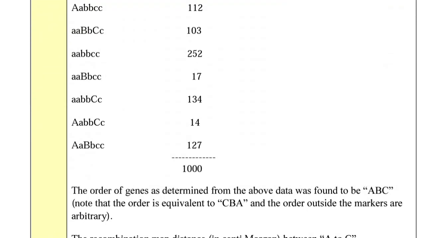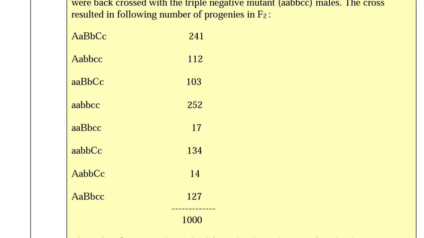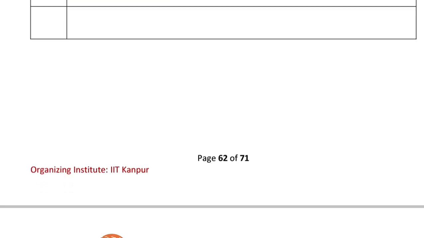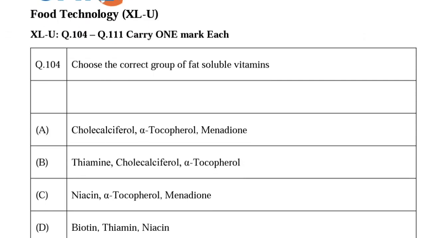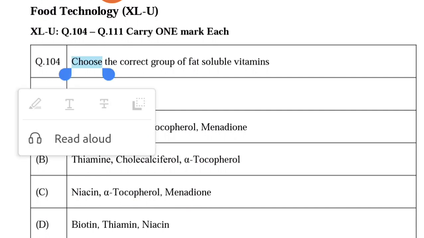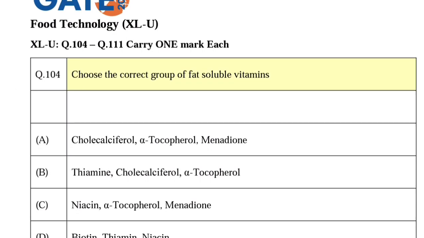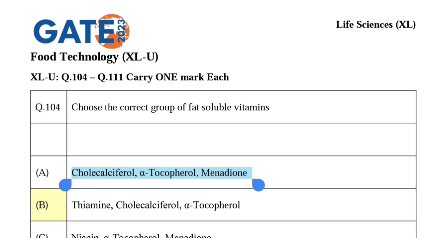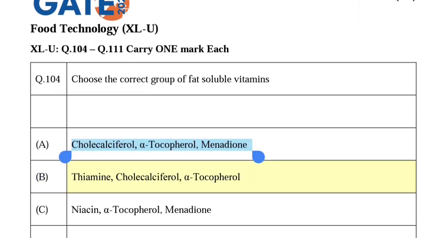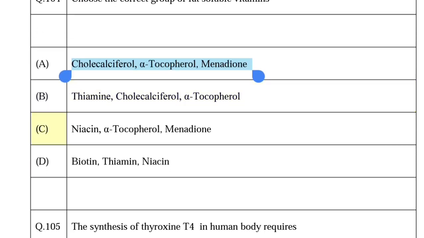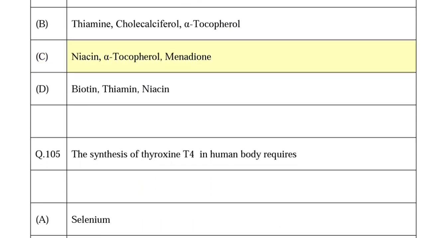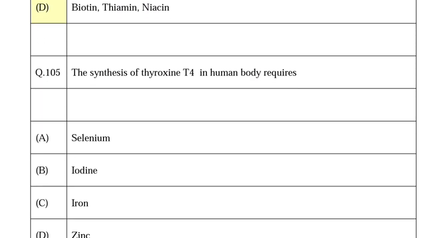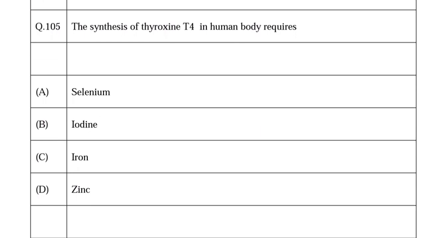Q.102. Wild-type Drosophila females having 3 linked genes AABBCC were crossed with triple recessive mutant abc males. The F1 female... Choose the correct group of fat-soluble vitamins. A. Cholecalciferol, alpha-tocopherol, menadione. B. Thiamine, cholecalciferol, alpha-tocopherol. C. Niacin, alpha-tocopherol, menadione. D. Biotin, thiamine, niacin.